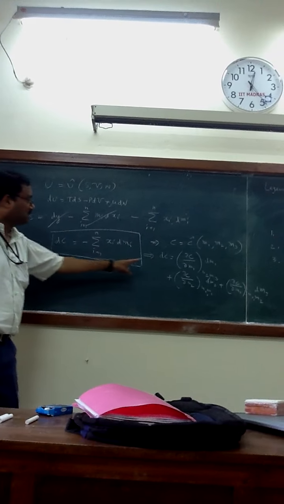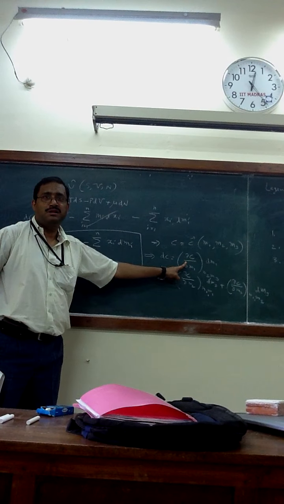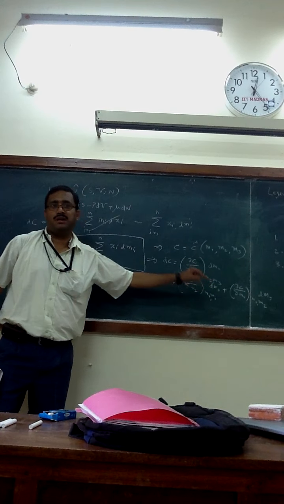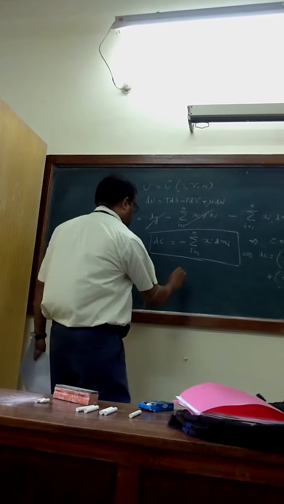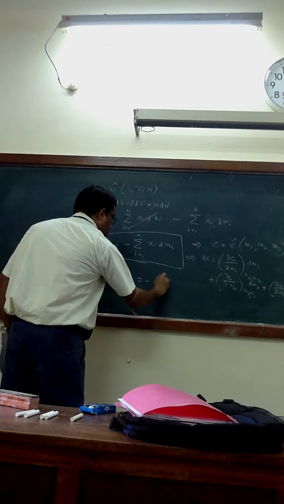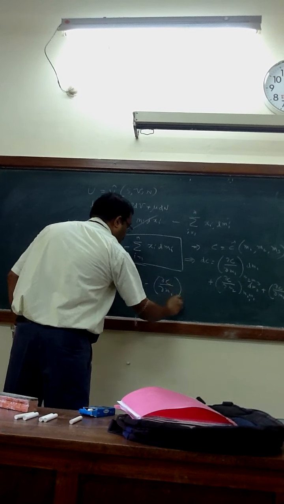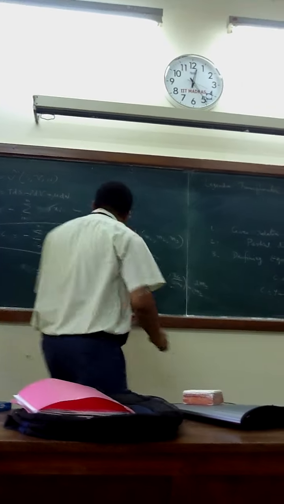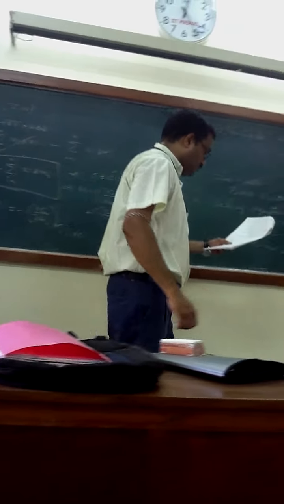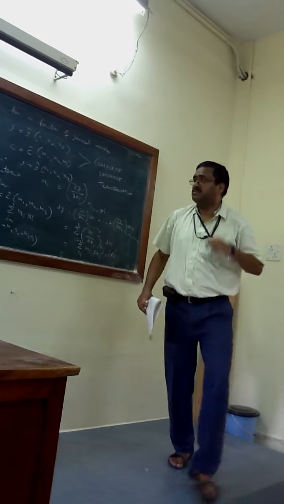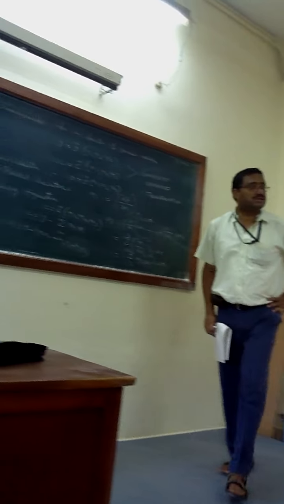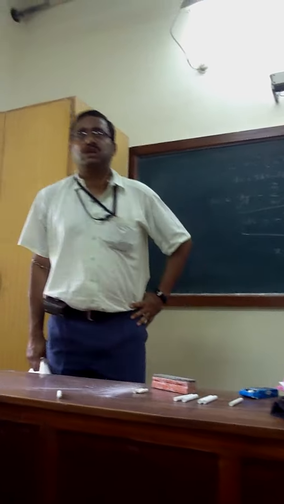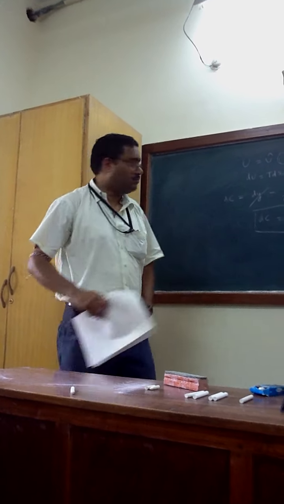That means this will be my minus x1, this will be my minus x2, and this will be minus x3. Am I clear? So xi equals minus ∂c/∂mi, with mj fixed for j not equal to i. Sorry, am I correct? Is this one clear? Yes or no? Yes. Okay, clear.